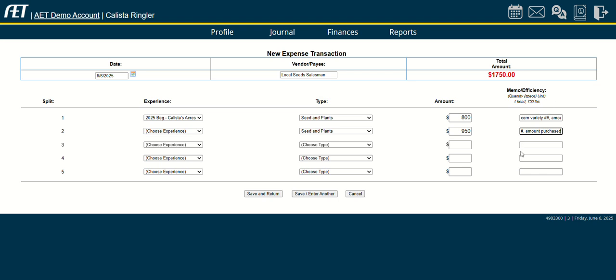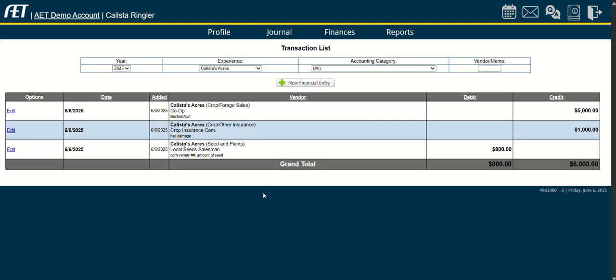So now I'm going to have a record for this date to this person of this amount, and this is the information that made up that amount. So I can save and return, and now I can see, looking at Just Close Does Acres, that I had a profit of $6,000 for the year, but I've also had an expense of $800 for the year.